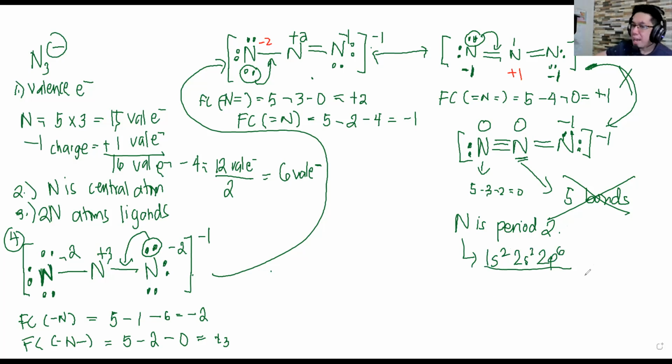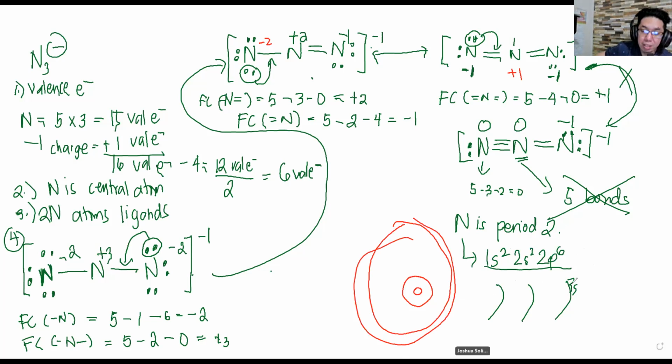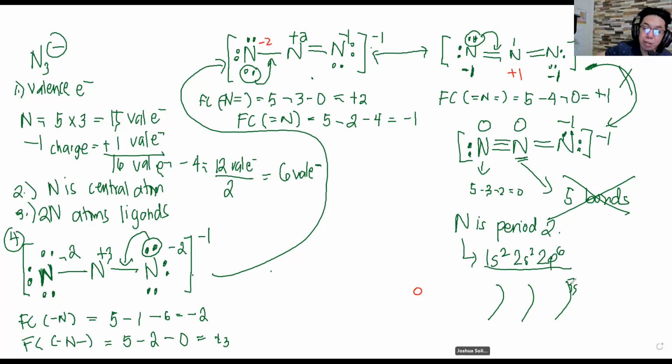So, what's the next orbital here? 3s na. And it's quite high. Kasi remember ha, they're separated by energy. So it's quite difficult for your nitrogen to have another bond occupying your 3s because the energy gap is too large.